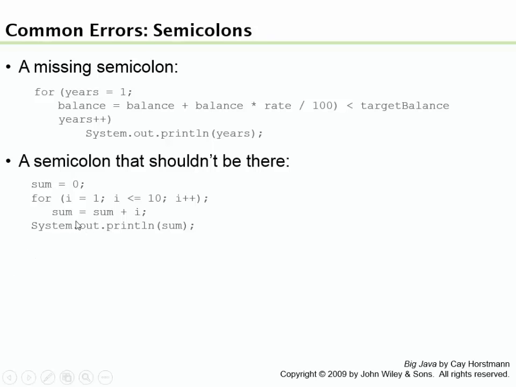Because the statement is actually what you're trying to control with the loop, this accumulation of the sum. But since you put a semicolon there, the loop will do nothing 10 times and then just do the sum one time, because you cut off the for statement too early. So the way to fix this is to take that out. Then this will be controlled by the loop, and then you'll actually get the sum.